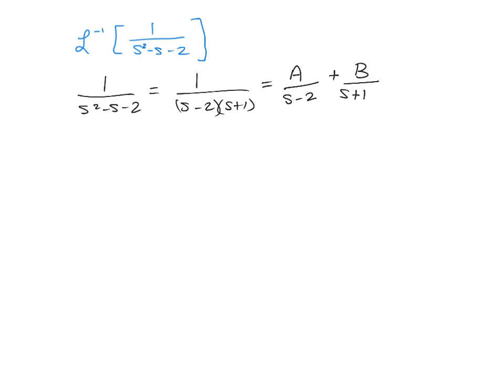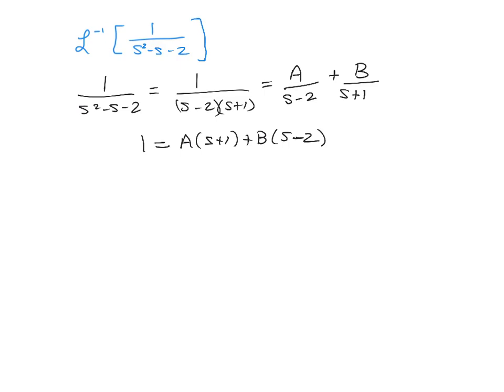And then from here, we can multiply it through by the LCD on both sides. You clear it out to just a 1 on the left side. The A is going to pick up an s plus 1, and then the B picks up an s minus 2. From here, there's two different ways to get the values of A and B.